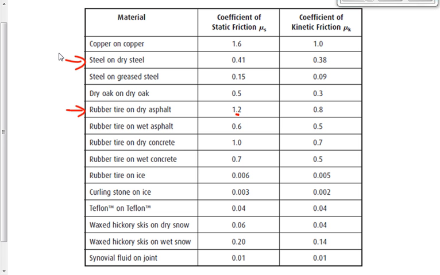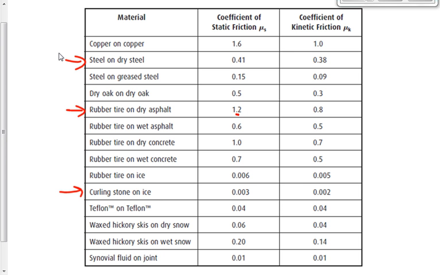What about a curling stone on ice? Well, those are pretty low, right? Why do we have a low coefficient of friction for a curling stone on ice? Because we want the curling stone to slide on the ice, not to stop as soon as you throw it. Can you imagine taking a curling stone made out of rubber and sliding it down the pavement and expecting to play a game of curling? Because of the coefficient of friction between rubber and asphalt, it just wouldn't work, right?